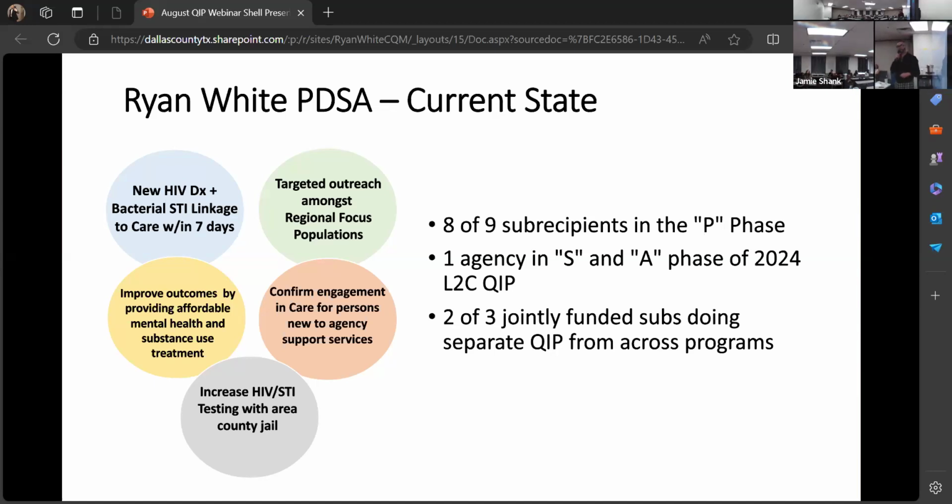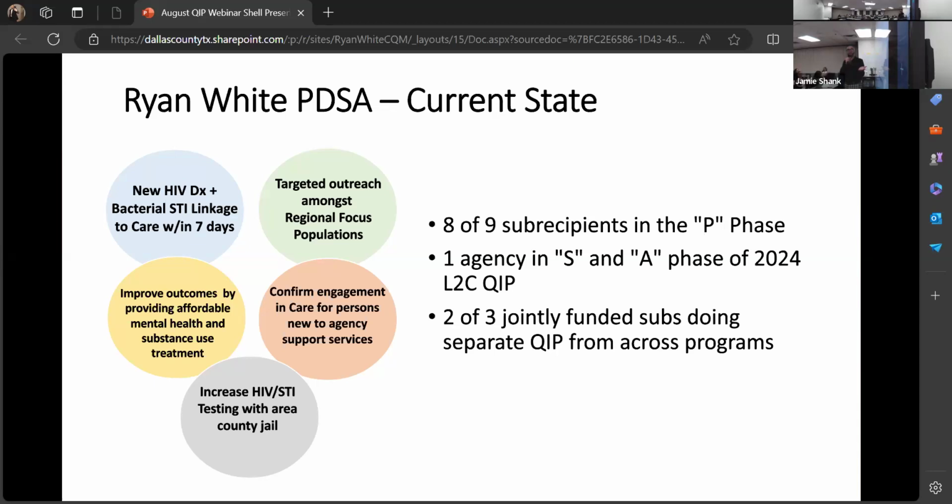So each of our 15 subrecipients now? 12, just kidding. 12 subrecipients utilize the PDSA QI methodology tool to gauge their QIP process throughout the year. So out of the 9 subrecipients, 8 of the 9 are in the P phase, which is what we expected. We're still waiting on one more submission from a subrecipient currently due to some changes in their QIP project.